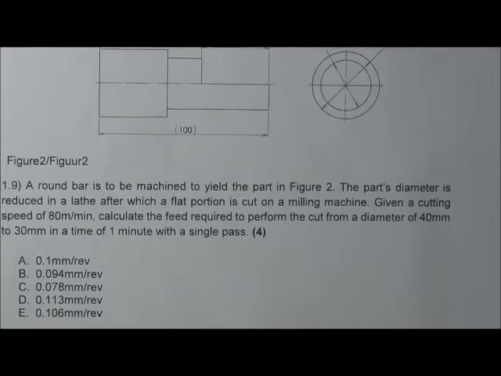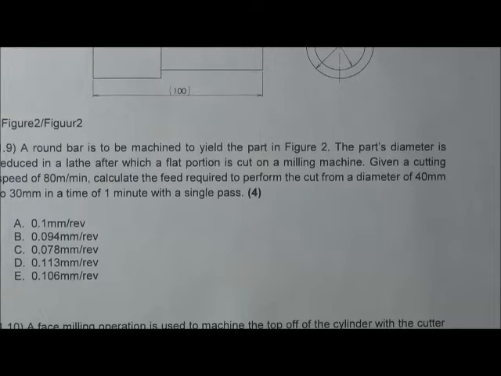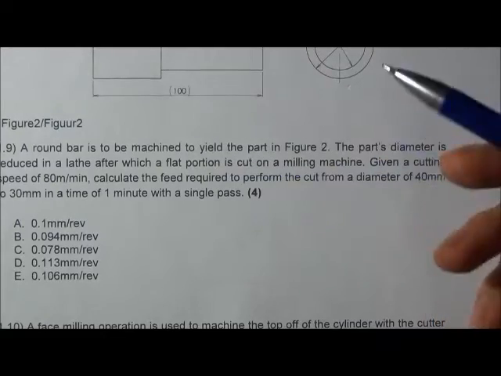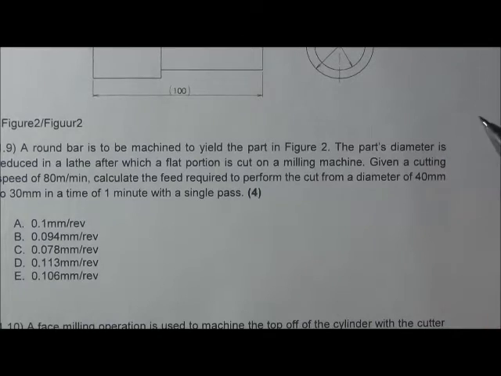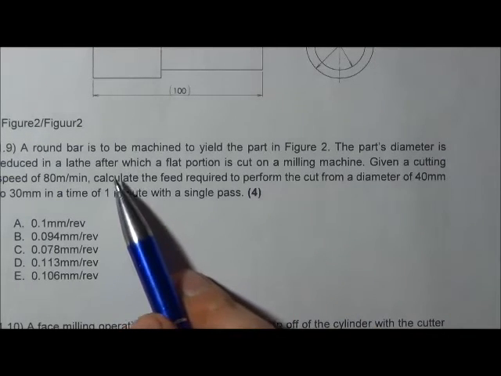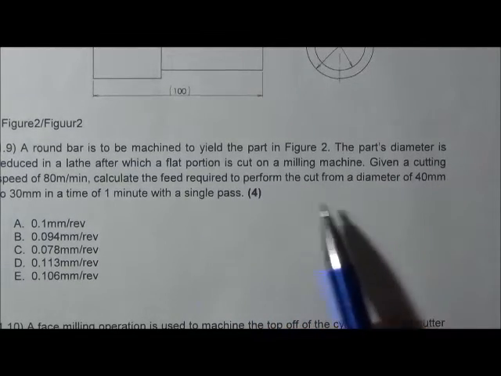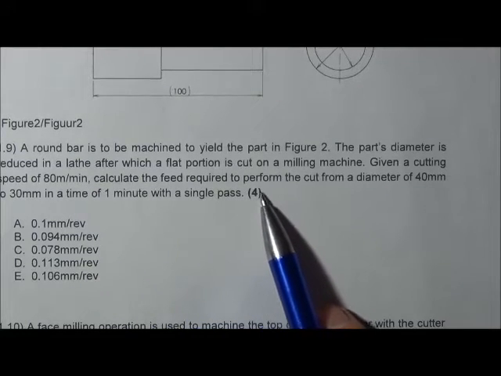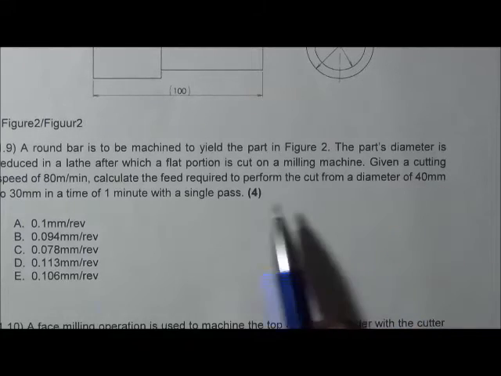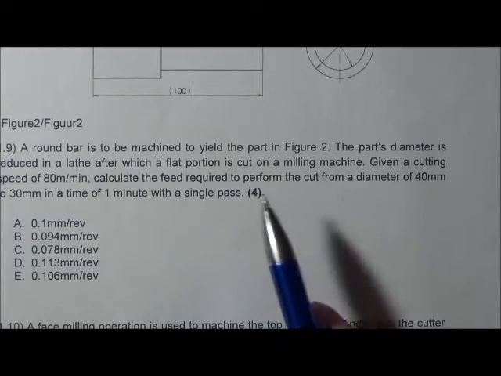So now that we have a good idea what's going on, we can do question 1.9. Question 1.9 says, a round bar is to be machined to yield the part in figure 2. Okay, we have just looked at that. The part's diameter is reduced in a lathe, after which a flat portion is cut on a milling machine. Given a cutting speed of 80 meters per minute, calculate the feed required to perform the cut from a diameter of 40 millimeters to 30 millimeters in a time of 1 minute with a single pass.